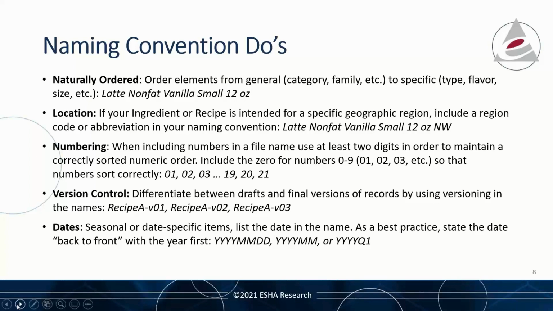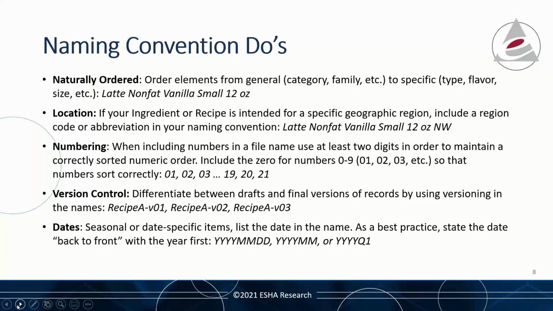Upper versus lowercase is entirely up to your preference, but again, you just want to be consistent in your use of those. If you have ingredients or recipes intended for a specific location, a region code in the name might help you recognize this. If you use a numbering system as part of the name, use at least 2 digits to maintain the numeric order. For instance, 01, 02, 03 rather than 1, 2, 3, just to keep numbers in proper order.